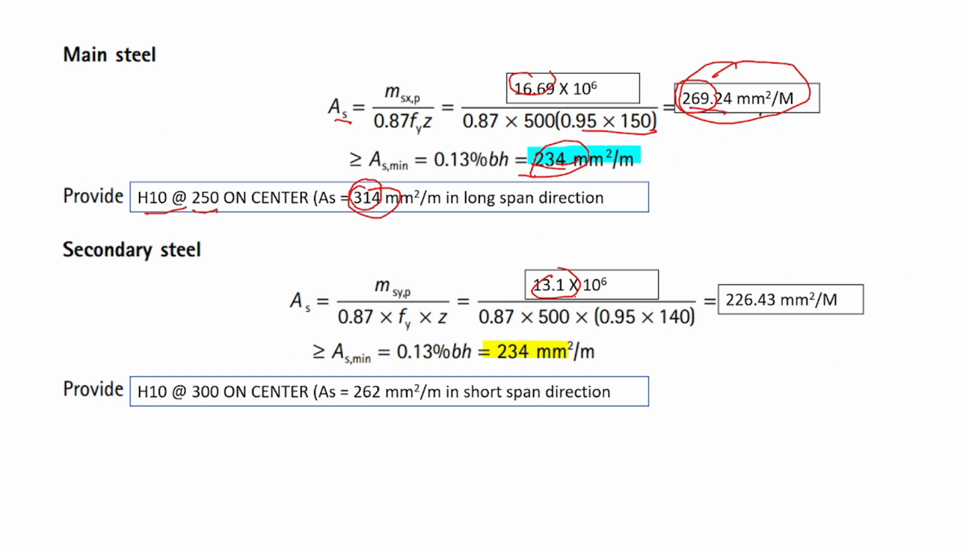Now secondary steel, our calculated area is 226. The minimum is 234, meaning we need to use this 234 because that's the minimum value.